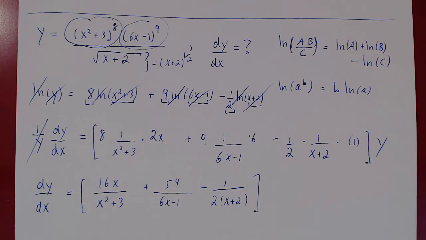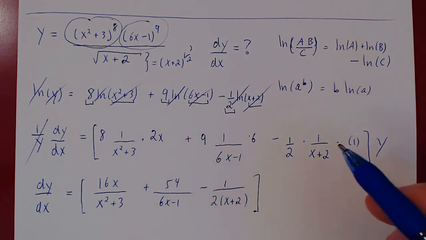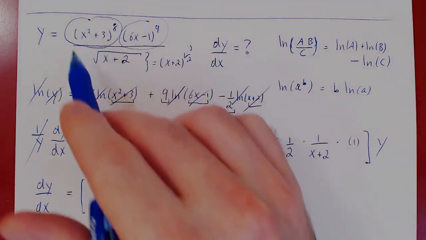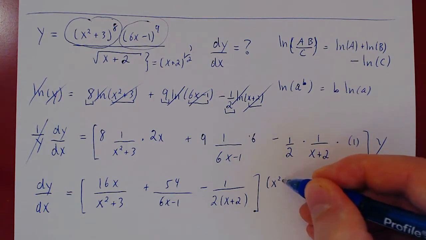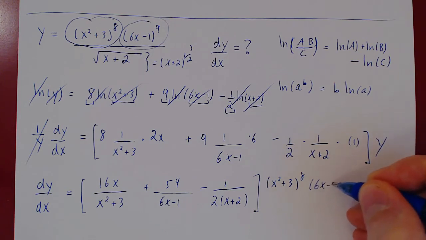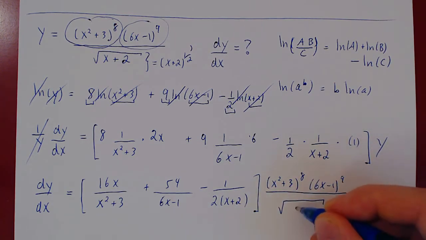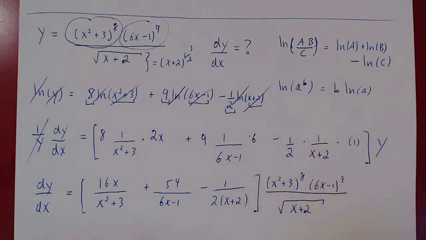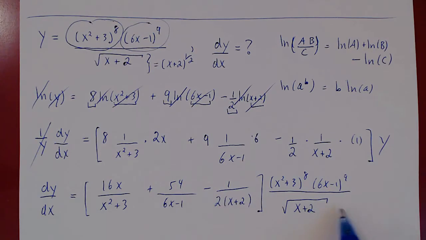And as always, if we can, we want to replace y by a function of x. This is not always possible, but here it is. Y was this lovely function of x. So x squared plus 3 to the 8th power times 6x minus 1 to the 9th power all over the square root of x plus 2. And there you have it. The derivative of this function is this function.